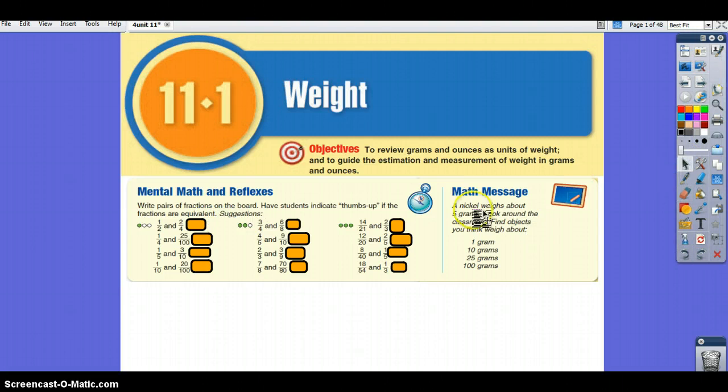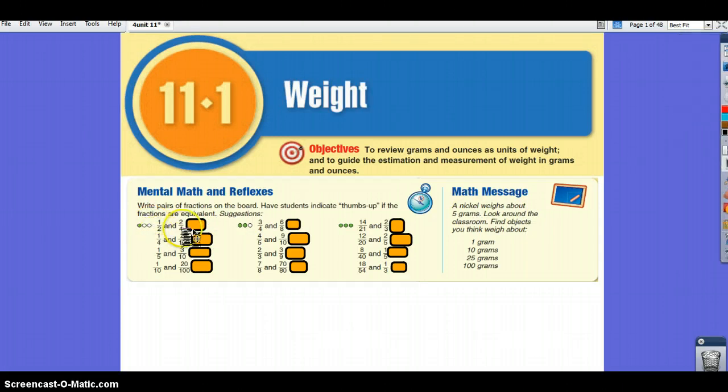So let's ask ourselves, 1/2 and 2/4. Well, I know 2 times 2 is 4, so 1 times 2 is 2, so they are equivalent. Thumbs up. 1/4 and 25/100. Well, 4 times 25 is 100, so 1 times 25 is 25. Thumbs up again. 1/5 and 3/10. Well, 5 times 2 is 10. 1 times 2 would only be 2, so thumbs down.